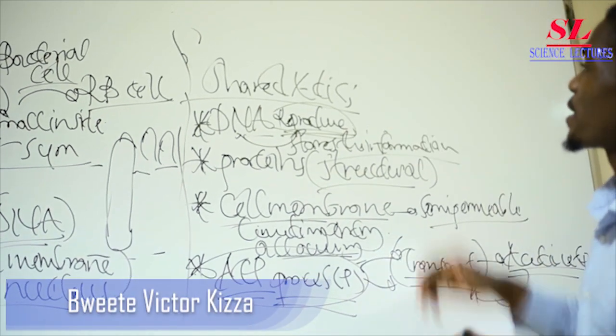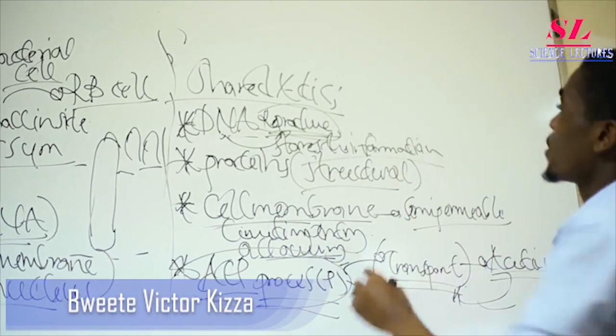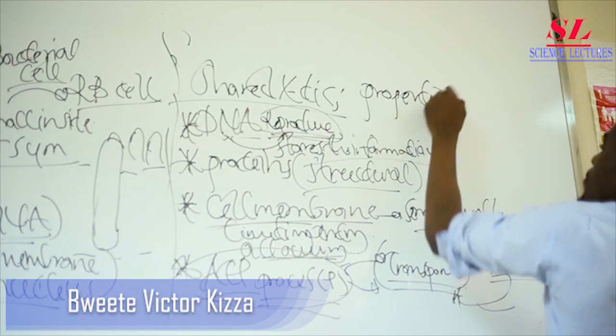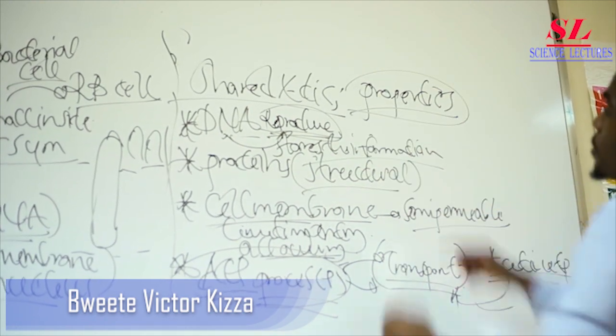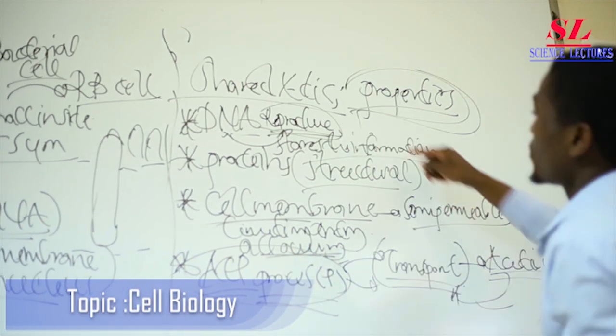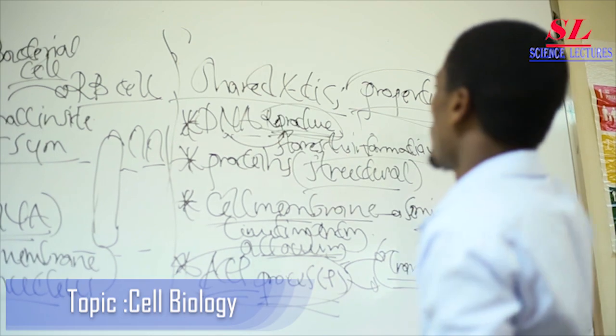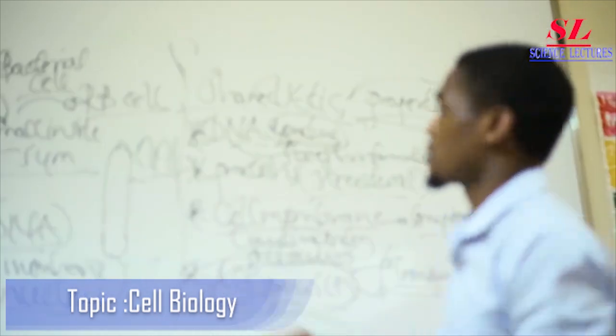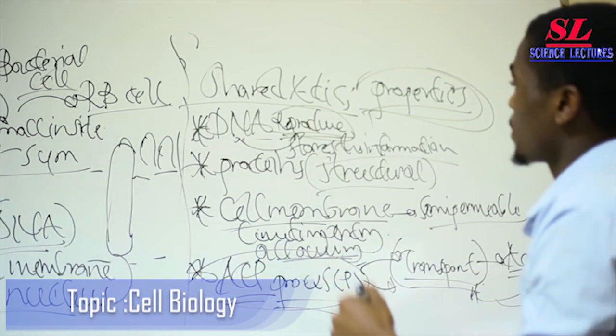So these shared characteristics, we can also call them properties. Properties shared by both cells, the prokaryotes and the eukaryotes. So if you asked a question to give the shared properties of both the eukaryotic and the prokaryotic cells, you can present these ones.